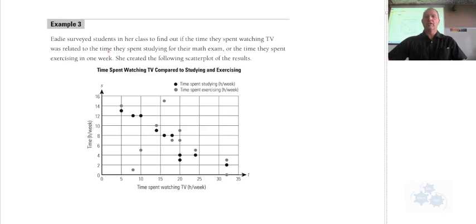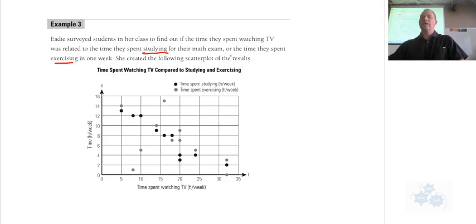Edie surveyed students in her class to find out if the time they spent watching TV was related to the time they spent studying for exams or the time they spent exercising in 1 week. So she created the following scatter plot.